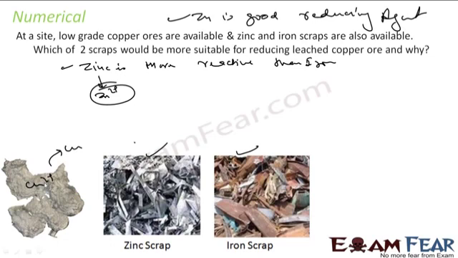But from the industrial perspective, cost is also a factor. Zinc is costlier than iron. That means from the cost perspective, it is advisable to use iron scraps, right? Because it is cheaper and cost plays a role here. Since it is cheaper, we can use iron here. It is advisable to use iron here. Correct?